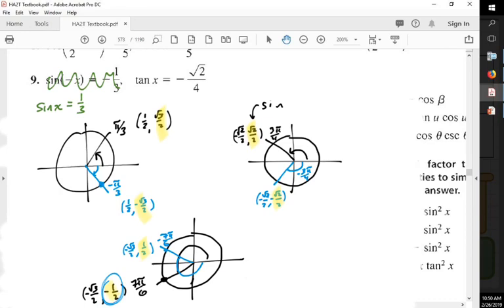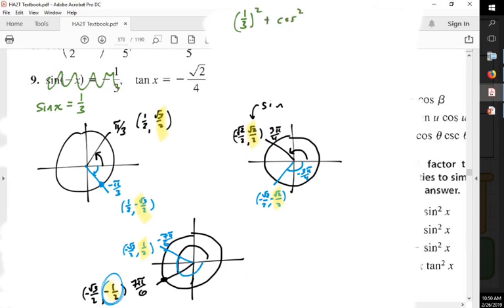So how would we find cosine? If we're using identities, which is what you're supposed to be using in this chapter, you're supposed to be practicing identities. Some of you won't. You will do the triangle way, which we talked about yesterday. But if we were using Pythagorean identities, you would say 1/3 squared, that's sine squared, plus cosine squared x equals 1. And this is 1 over 9. And so cosine squared x equals 8 over 9.